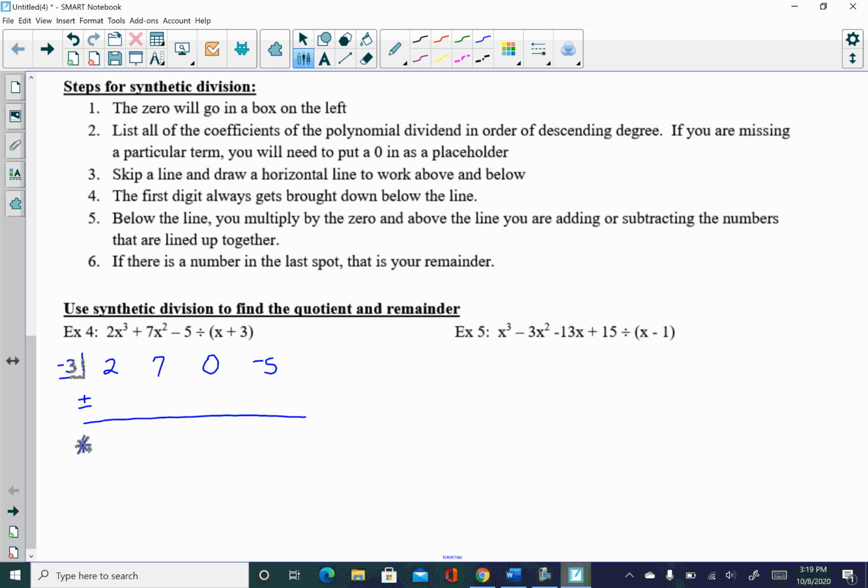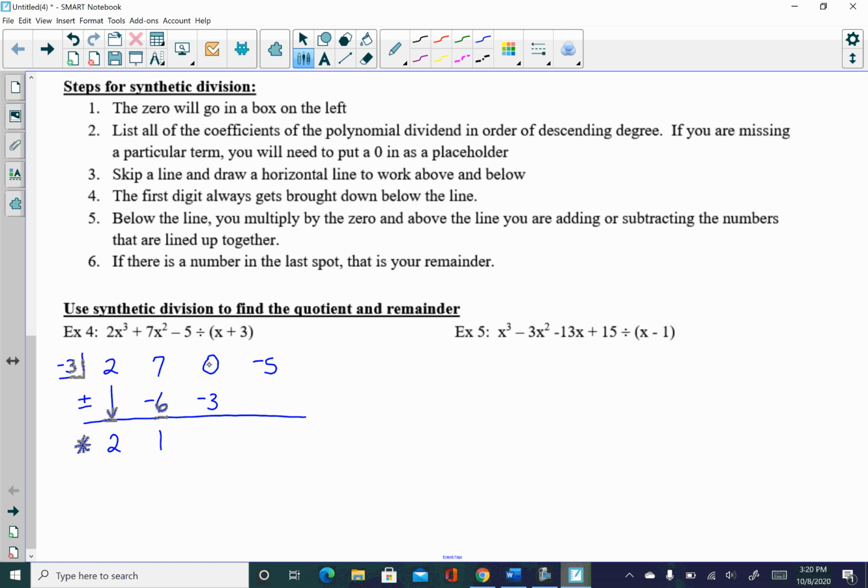Okay. The first term always gets brought down below the line. And if it's below the line, then you take the number that's out here in your little box and you multiply. So negative 3 times 2 gives you negative 6. You're going to oscillate between above and below this line. So you always bring down the first term. Now negative 3 times 2 gives you negative 6. Now you're above the line, you just add these together. So 7 minus 6 gives me positive 1. Below the line, negative 3 times 1, negative 3.